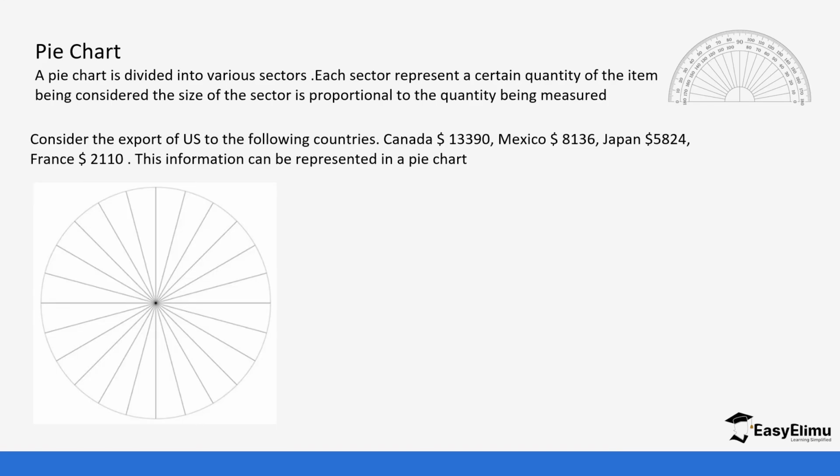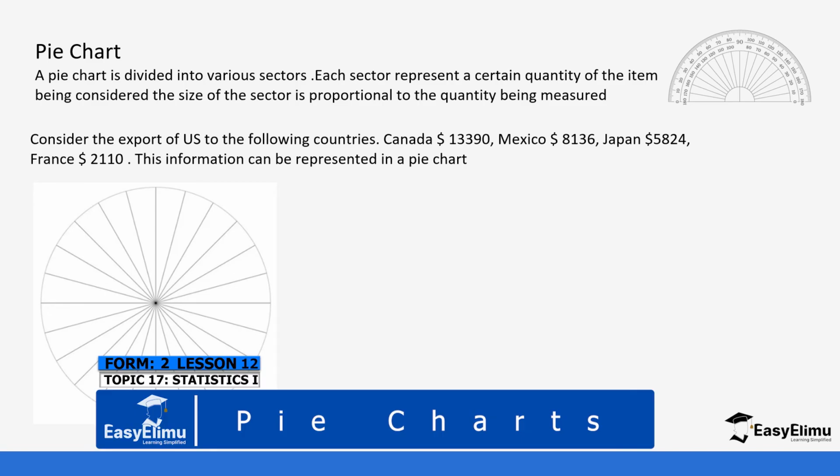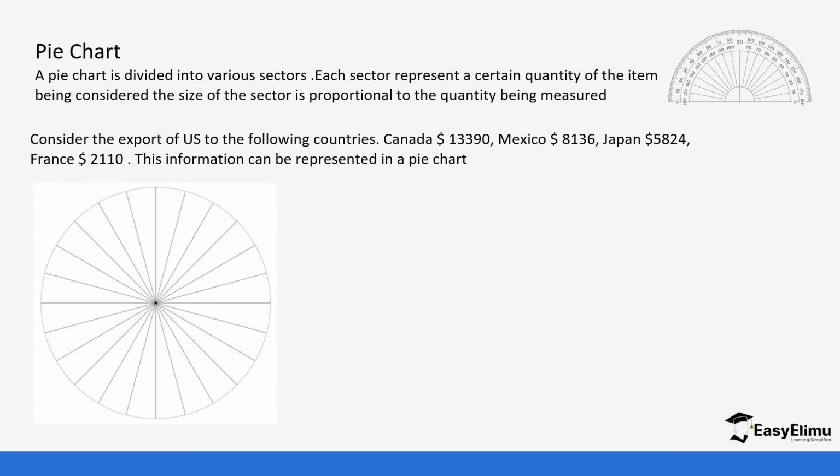A pie chart is divided into various sectors. Each sector usually represents a certain quantity of the item being considered. The size of the sector is proportional to the quantity being measured. So you notice if you get the different quantities, they should all add up to 360.